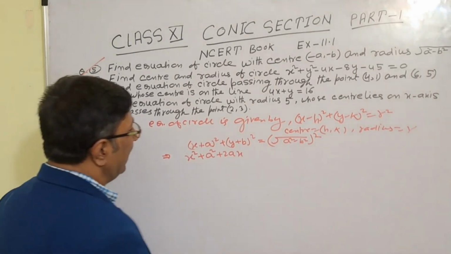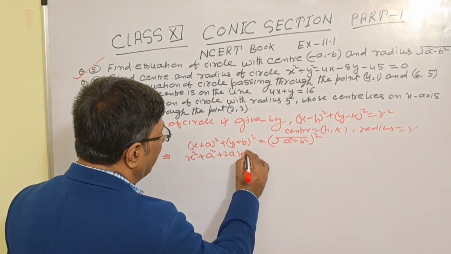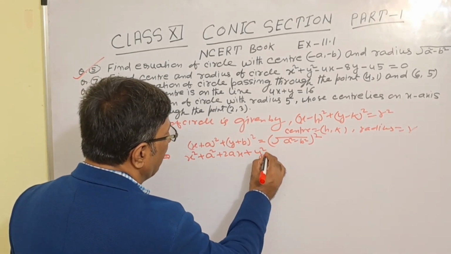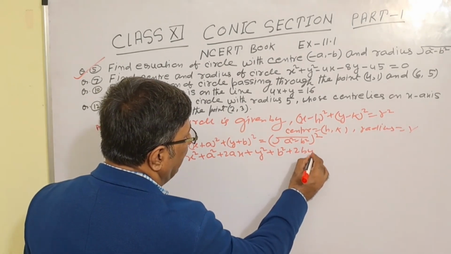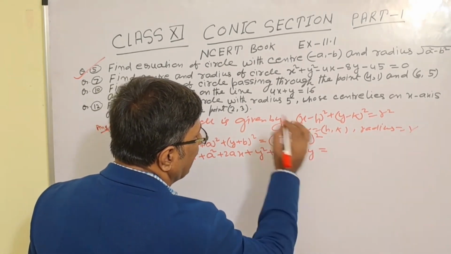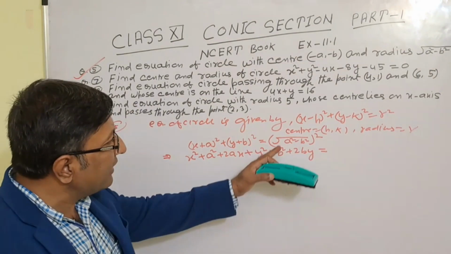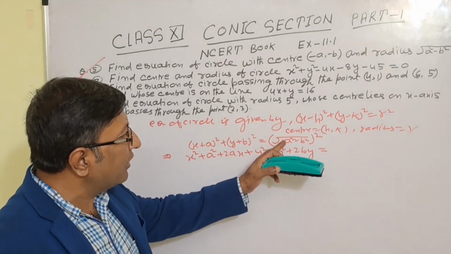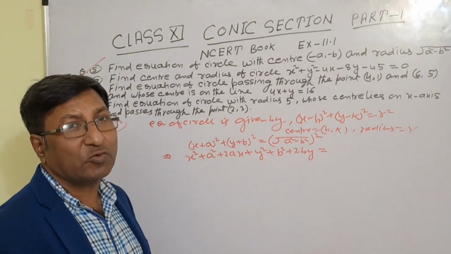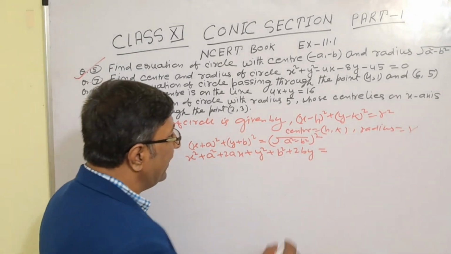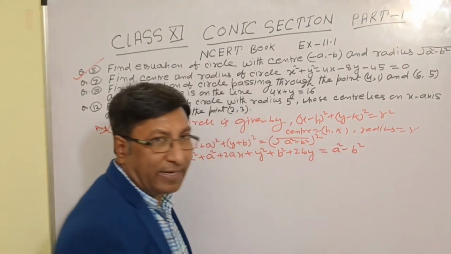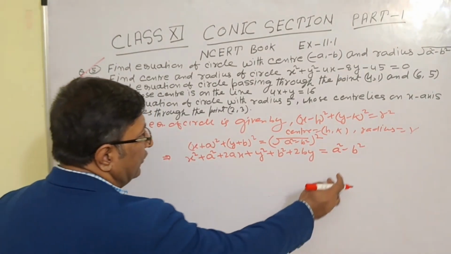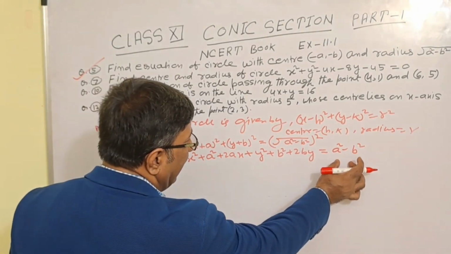In the same way, y plus b whole square. So this is y square plus b square plus 2by. Okay, this equal to, now squaring this number, so root under a square minus b square is what? That is simply a square minus b square, correct? Now you see this is a square minus b square.